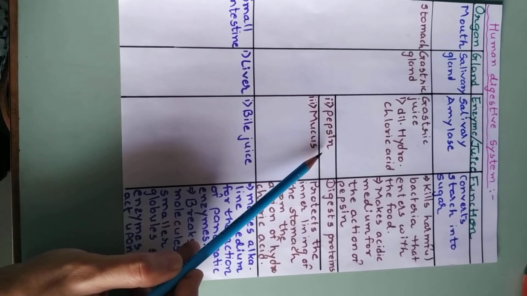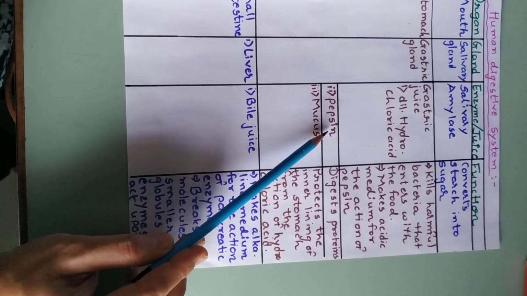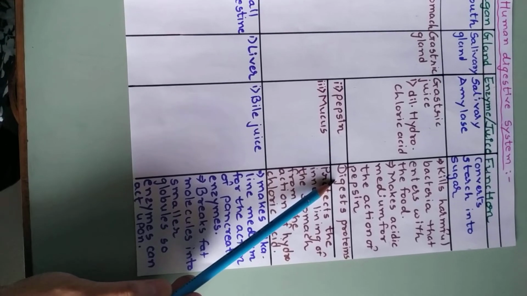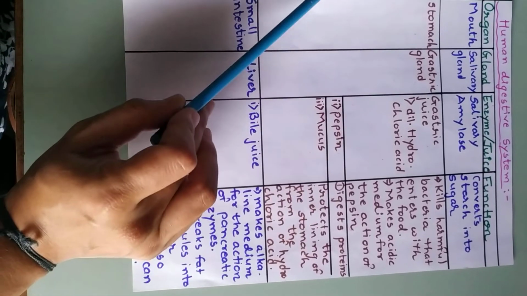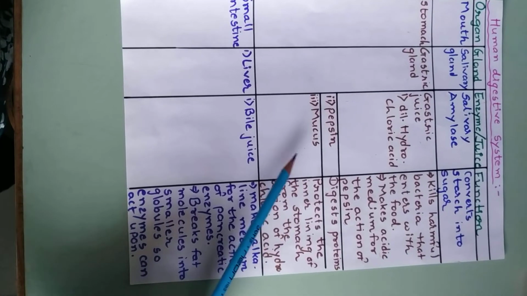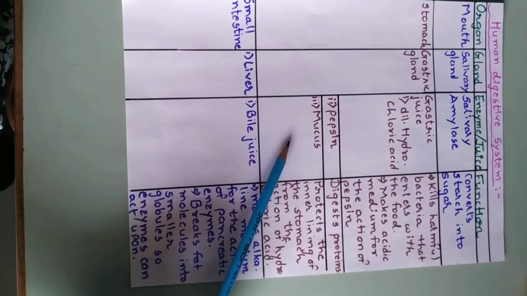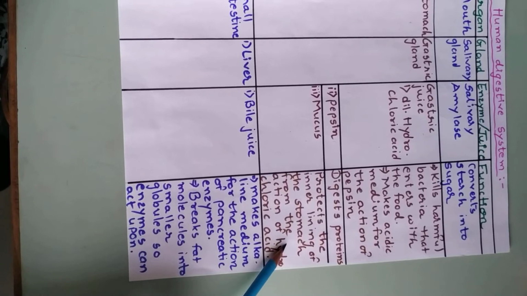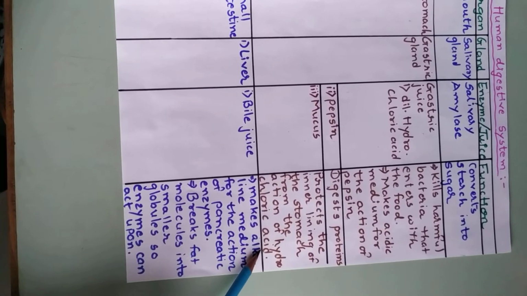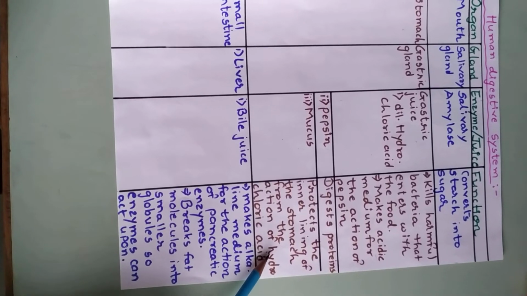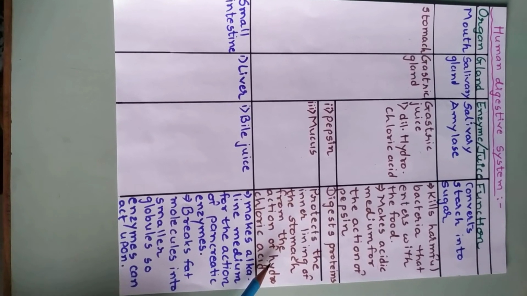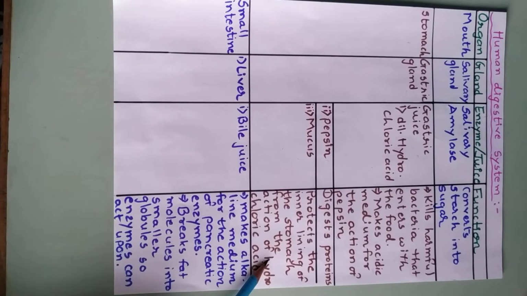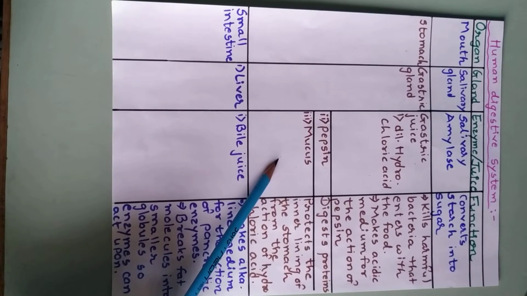Now the next enzyme is pepsin. With the acidic medium provided by dilute hydrochloric acid, pepsin can digest your protein. So let me tell you here, digestion of protein starts in your stomach. After that, along with these two, mucus protects the inner lining of your stomach from the action of dilute hydrochloric acid. Here the pH is very acidic, which may cause acidity and burning of the inner wall of your stomach. So to protect the inner wall of your stomach, mucus helps you.